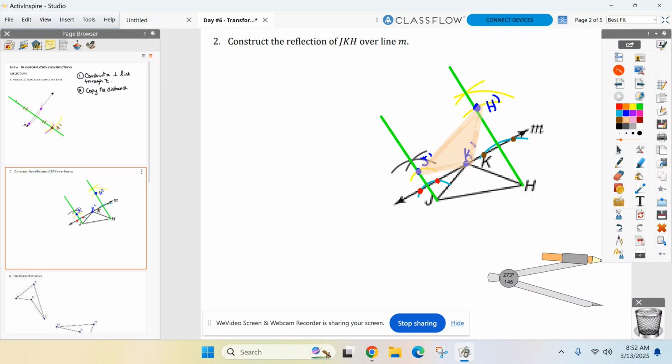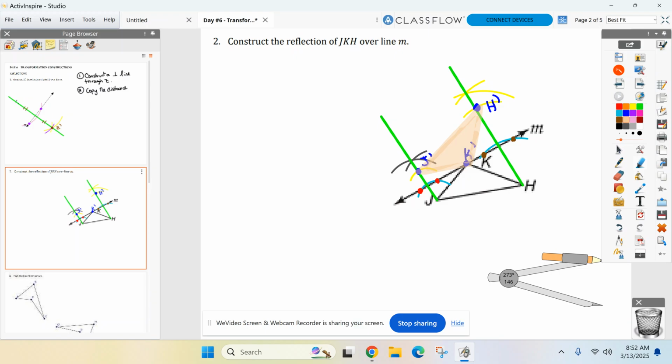Whew. Reflections. Questions? All right, so the next one you'll see there will be on the assignment tonight. All right, next. You guys did a great job with the reflections.